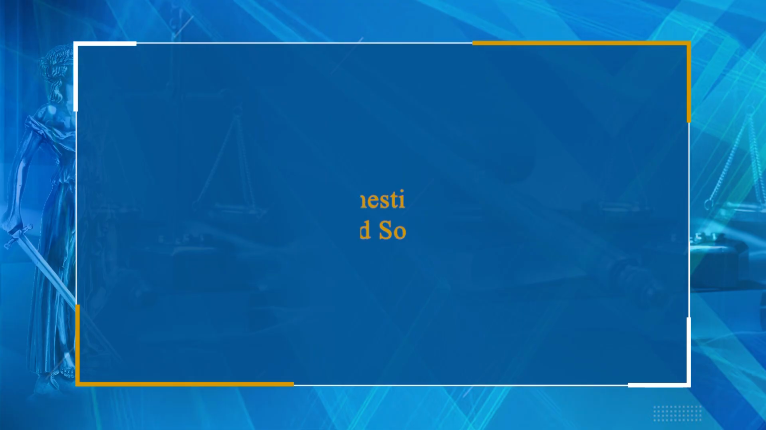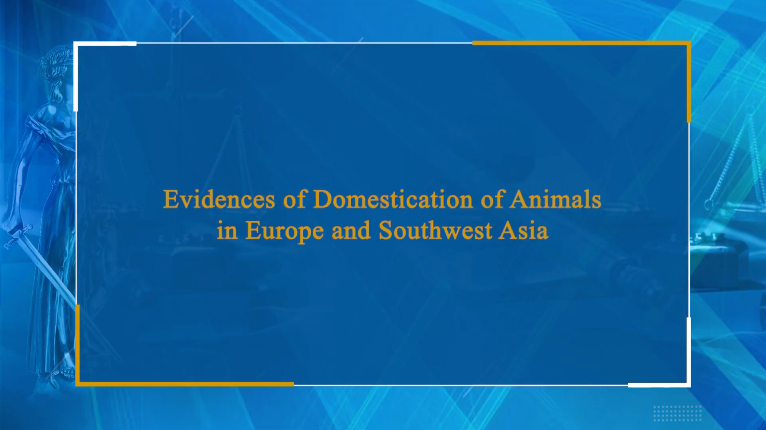Numerous genetic modifications were brought about in domesticated animals as a result of animal breeding. This featured a significant rise in breed diversity among many domestic animals, a vast increase in species variety relative to their wild forms, and a speedy acceleration of their evolutionary processes. Now, we will see evidences of domestication of animals in Europe and Southwest Asia.